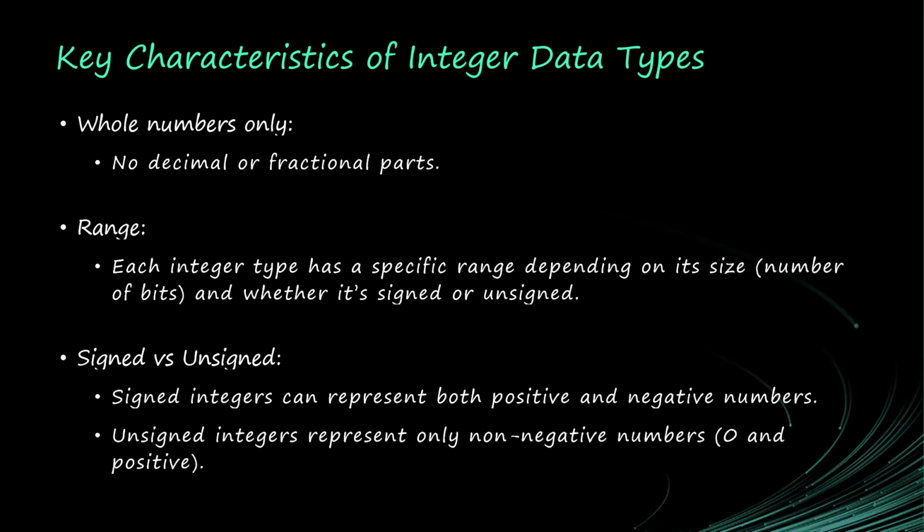We also have another category that we call unsigned integers. They represent non-negative numbers, 0 and positive numbers only. We are going to talk more about signed and unsigned integers in the next section, where we'll take time to explain it better.